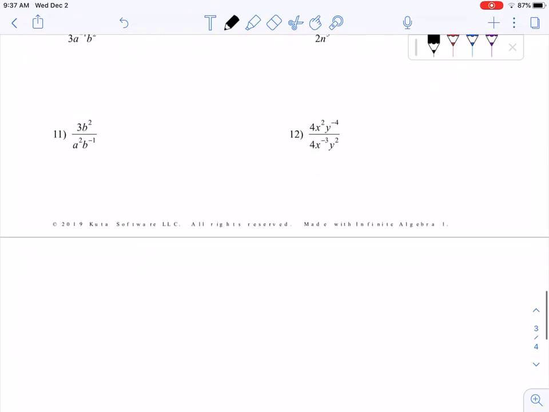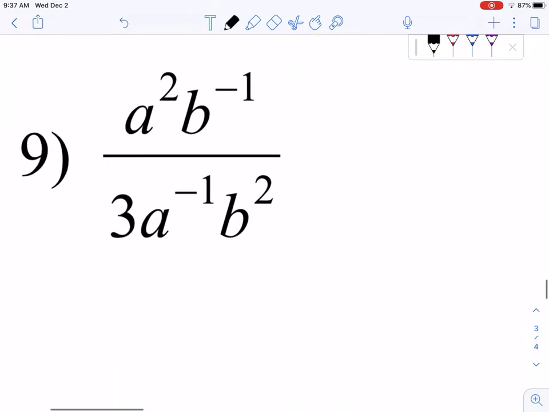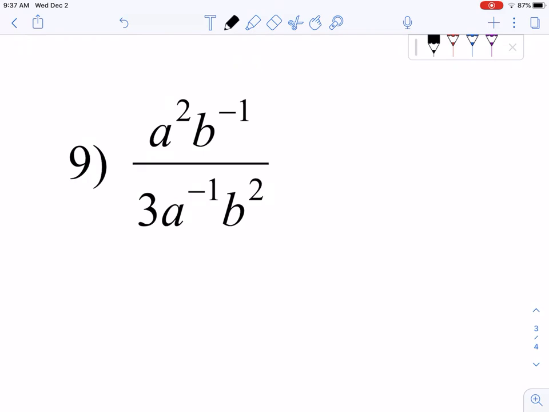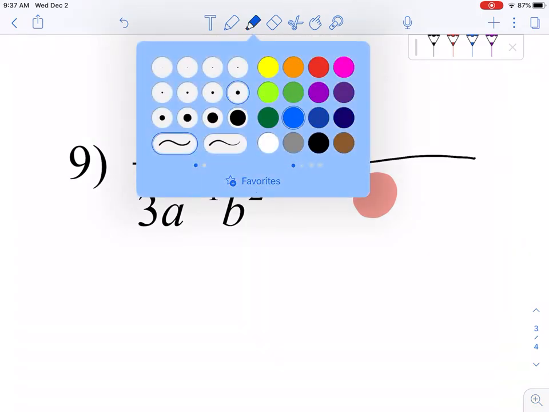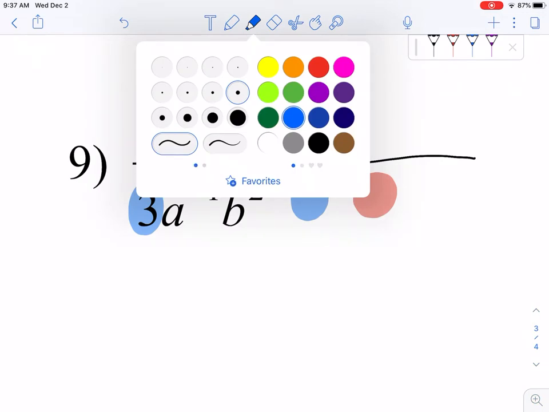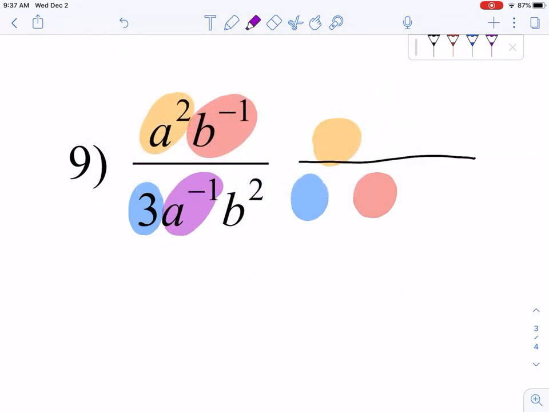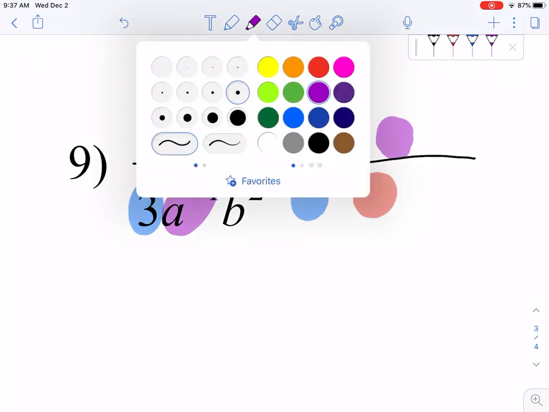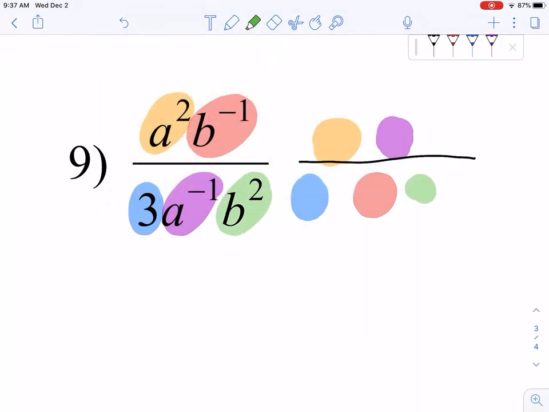Okay, let's look at these last 4. They're kind of more complicated, and we're going to move some things around. So check this out. I'm going to do lots of color coordinating. A to the positive second is going to stay where he's at. B to the negative first, I'm going to bring downstairs. 3 is going to stay downstairs. A to the negative first needs to go upstairs. He's unhappy. And B to the second is happy where he's at.